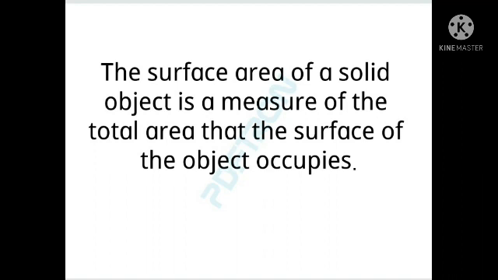So let's first begin with the cuboid. We'll now try to find the surface area of a cuboid. In order to find the surface area of a cuboid, we have to calculate the total area of all the 6 faces. We have to calculate the area of each face of a cuboid, and we know a cuboid has a total of 6 faces.